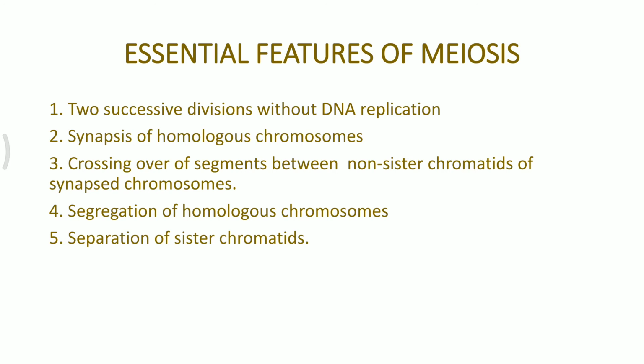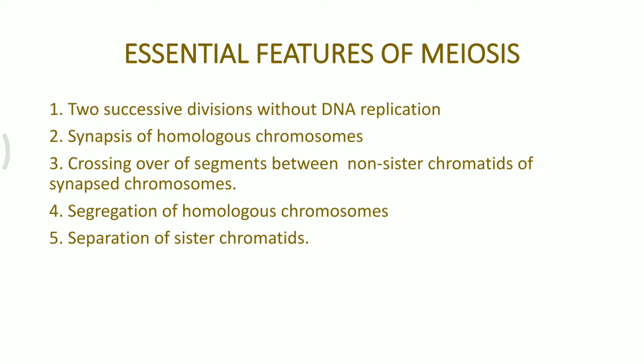The first thing is that there are two successive divisions without DNA replication. As I have already said, there is one division known as the reductional division, and there is another division which takes place, known as the equational division. So there are two divisions occurring. One is where the chromosome number becomes haploid, and second, that same chromosome number which has become haploid now also needs to become single. Suppose there were 46 chromosomes, now the 46 chromosomes have become 23.